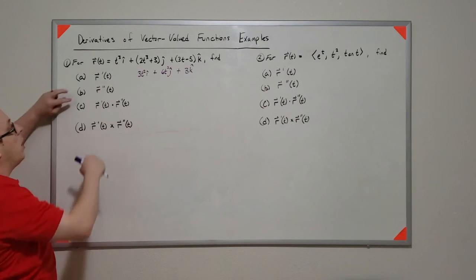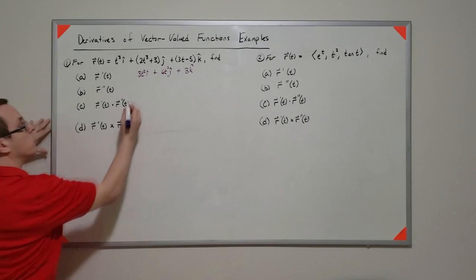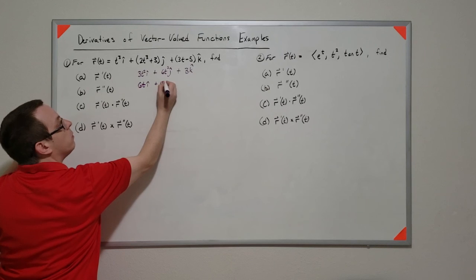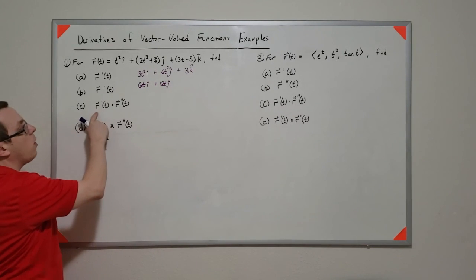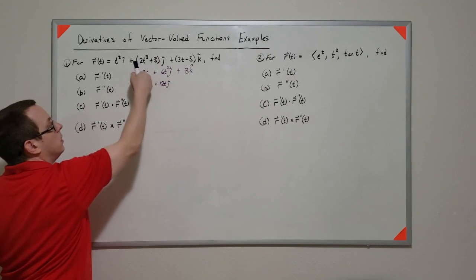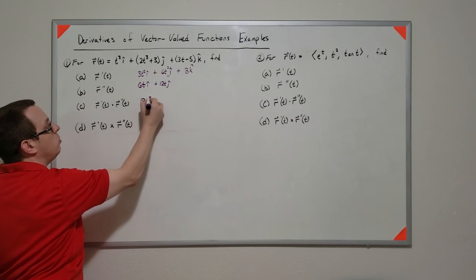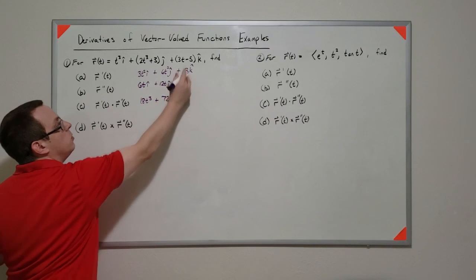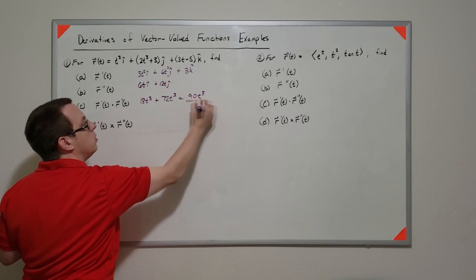Now when we do r double prime, we simply take the derivative of r prime, like you would expect in a scalar valued function. So we have 6t i plus 12t j, and of course that's a 0. Now when we take r prime dot r double prime, we multiply those together, so that's 18t cubed plus 72t cubed, and of course that's 0, giving us 90t cubed.